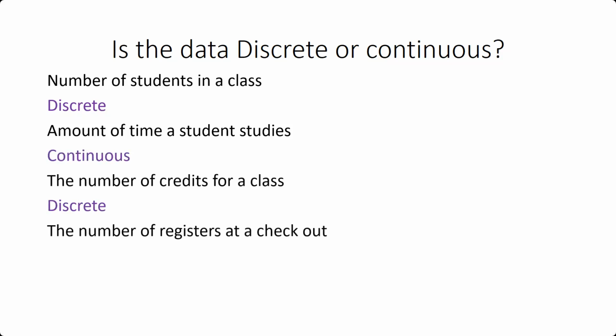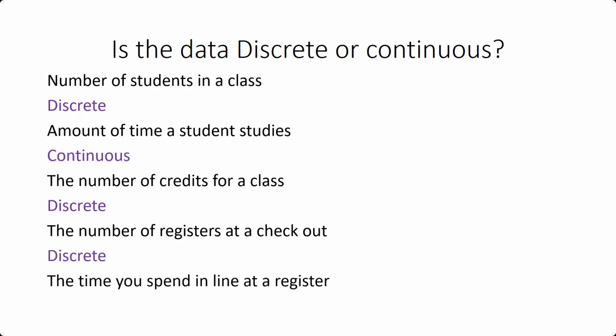The number of registers at a checkout. Discrete. If you walk into Walmart, you can count the number of registers. In fact, they're even numbered 1, 2, 3, 4. They are counting numbers, therefore they are discrete. How about the time you spend in line at one of those registers? You could spend a half hour, you could spend half a minute. Any questions on those?